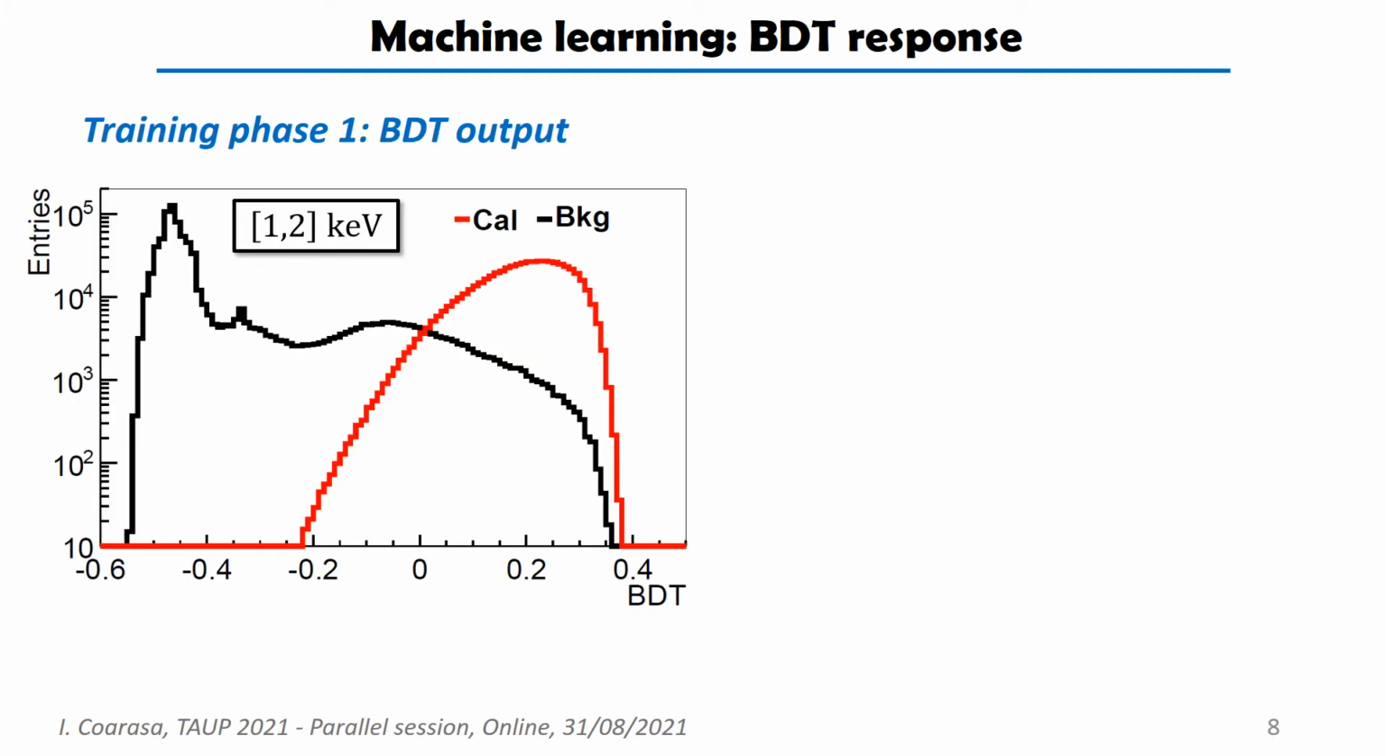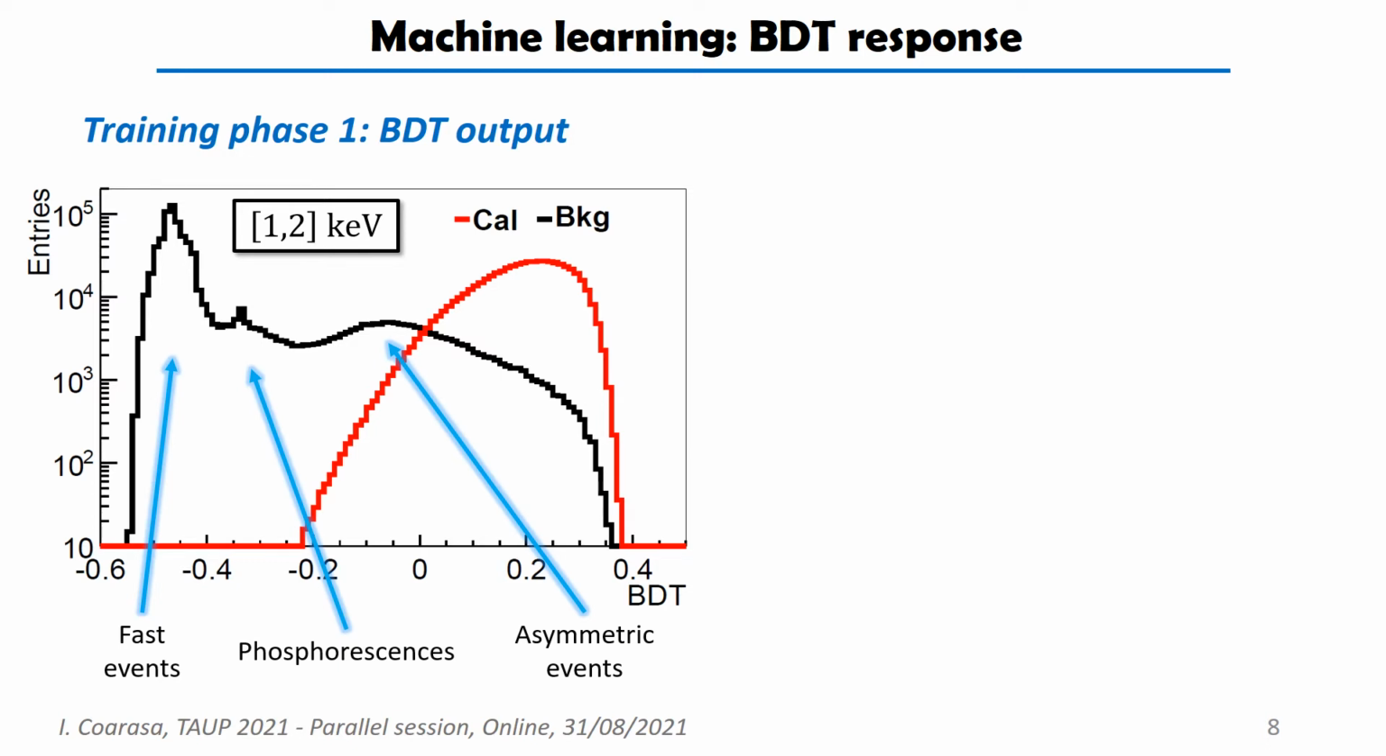The distribution of the VDT variable is shown in this figure for cadmium-109 calibration events in red and background events in black in the 1 to 2 keV energy region. We can observe 3 peaks in the distribution of background events: around VDT equal to minus 0.45, mostly corresponding to fast PMT noise events; around minus 0.35, due to a very large mean time; and the peak observed around VDT equal to minus 0.05, associated with asymmetric events. The latter are not clearly distinguished from calibration events.